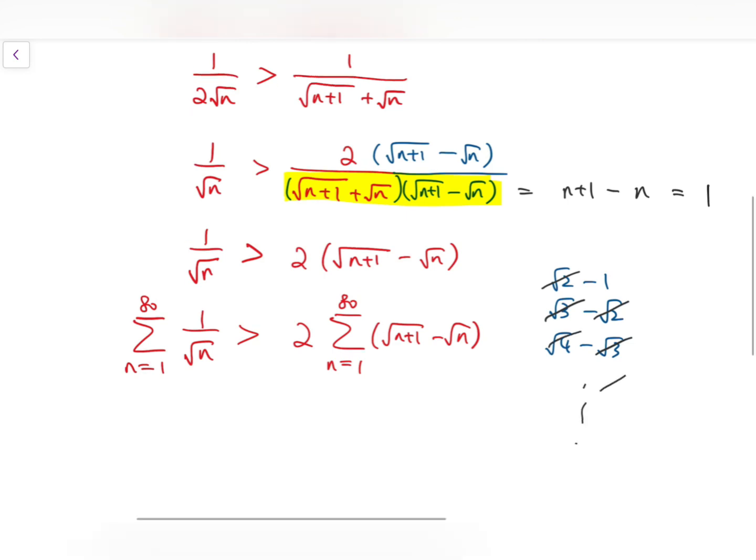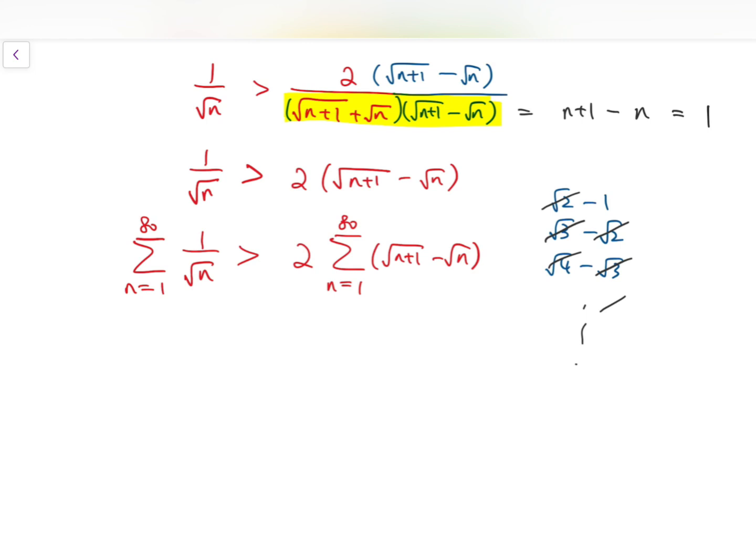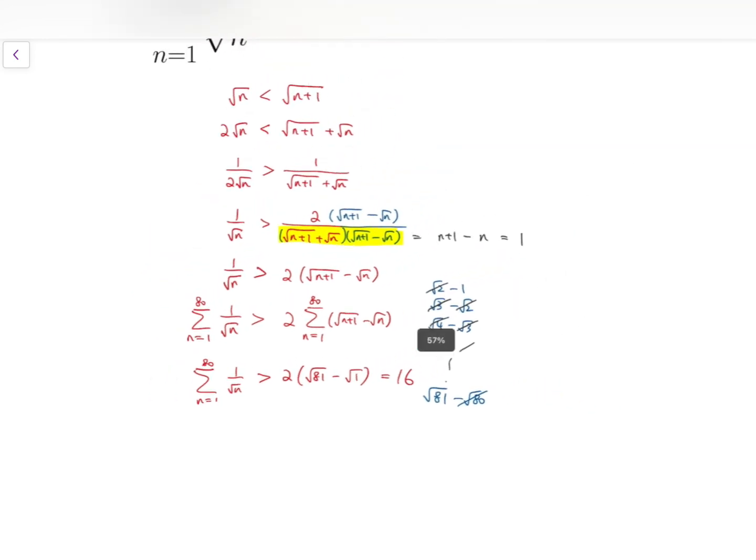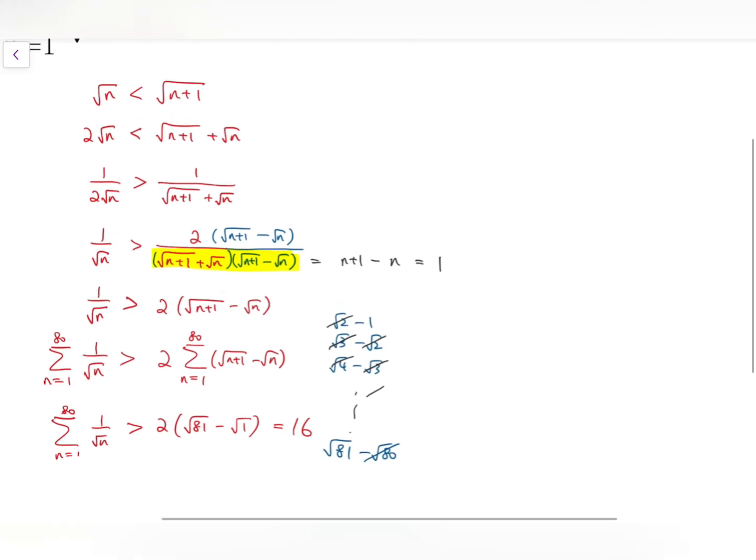And this cancelling will go on and on all the way down to the last term, which is square root of 81, because 80 plus 1, minus square root of 80. And this minus square root of 80 will be cancelled out too. So what's left is just 2 times root 81 minus root 1. But now they are perfect squares, so we have integer values. And so that means we have 9 minus 1 times 2, and that's 16. So we have proved the lower bound.